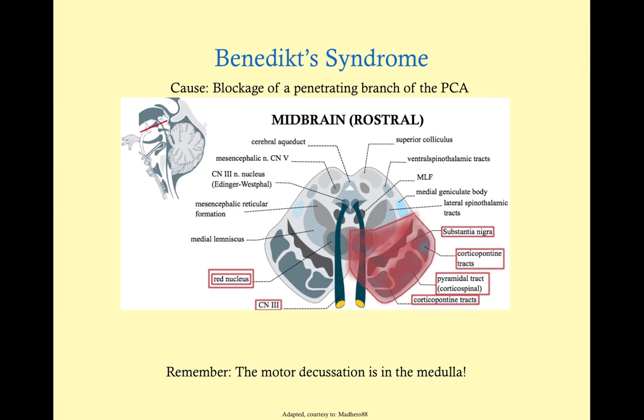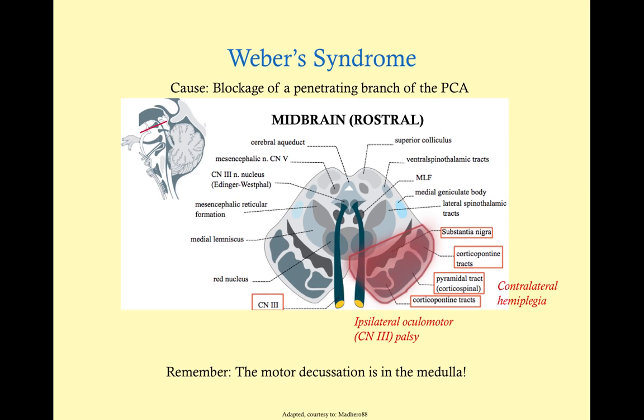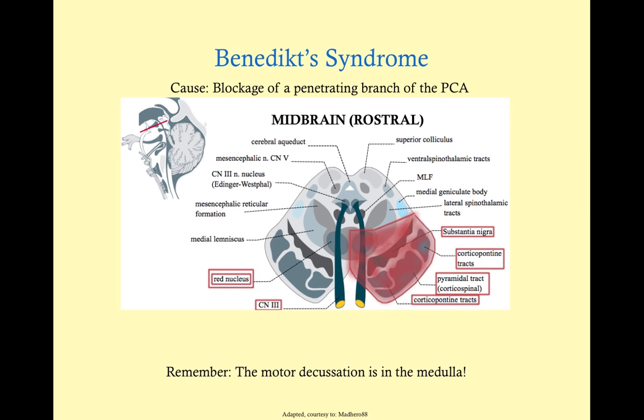Okay. Now, Benedict's syndrome is a little bit more severe. You can think of it as Weber's syndrome plus effect of the red nucleus and more substantia nigra. So look at the difference here. It's just affecting more of the midbrain. So again, we have our oculomotor palsy. It's going to be ipsilateral. But in addition to our contralateral hemiplegia, we're also going to have some severe gait disturbances, and they're going to be contralateral.